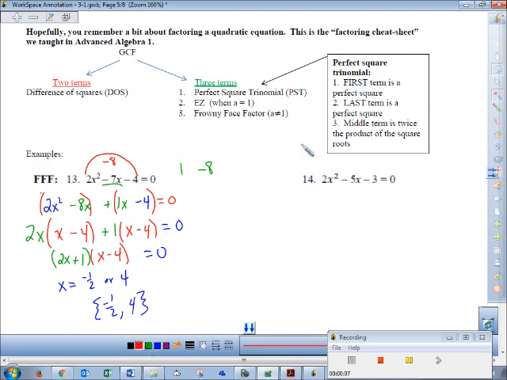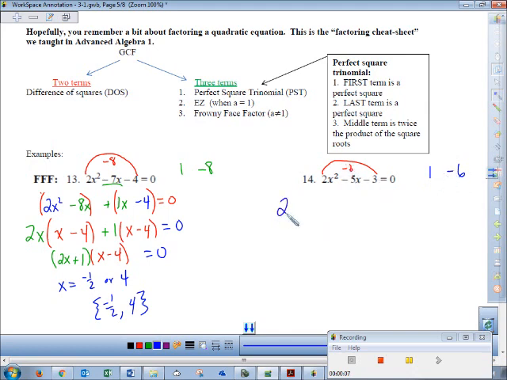Let's do that again. Definitely check for GCF first, and there is no GCF, not a perfect square trinomial, can't be easy, so it's got to be a frowny face, and that's a negative 6 when you multiply those together. And two numbers that multiply together to be negative 6, add together to be negative 5, 1 and 6, and of course one of them has to be negative.